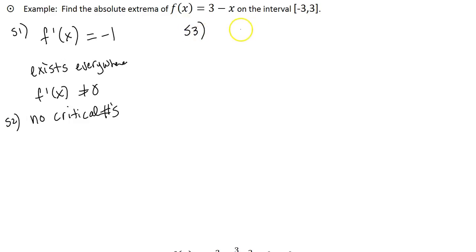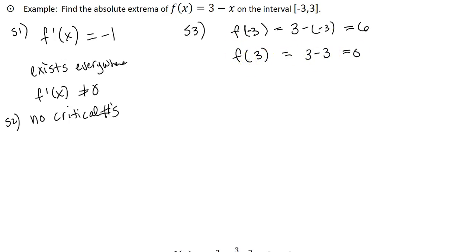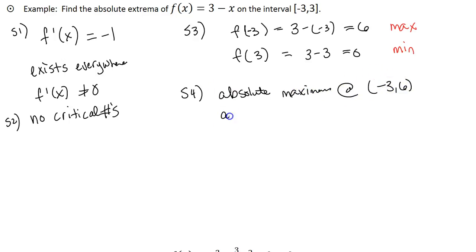Step 3, we do want to evaluate the endpoints. So f of -3 would be 3 minus -3, which is 6. And f of 3 would be 3 minus 3, which is 0. So this one has to be the max, and this one has to be the min. So for step 4, we just have an absolute maximum at the point (-3, 6), and an absolute minimum at the point (3, 0).